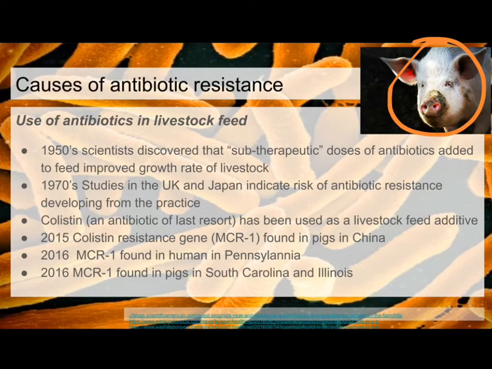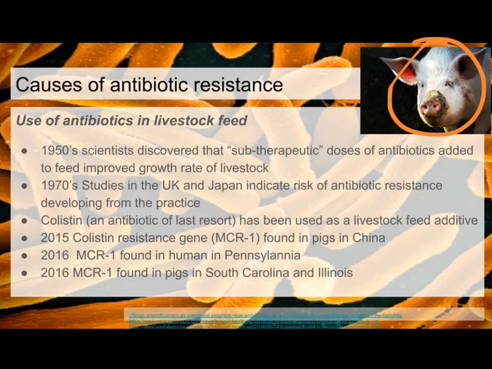In the 1950s, scientists discovered that if you gave livestock, chickens and cows and pigs, little tiny, what are called subtherapeutic doses of antibiotics, and just added them to their feed, the livestock grew better. They put on weight faster. That's important because animals being able to put on weight fast, that's the basis of making a profit farming.